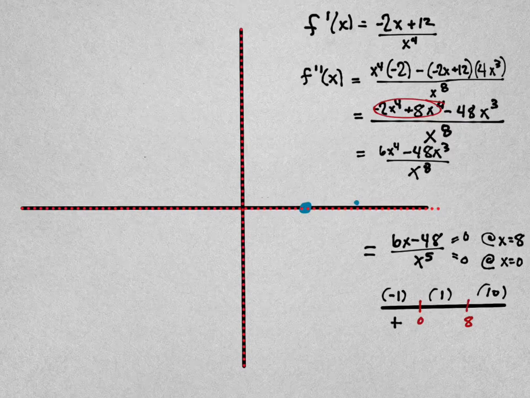So if I put a 1 in the numerator, I have 6 minus 48. That's going to give me a negative. And if I put a 10 in the numerator, 6 times 10 is 60 minus 48, I'm going to get a positive. So I do have an inflection point at 8. So there is an inflection point.